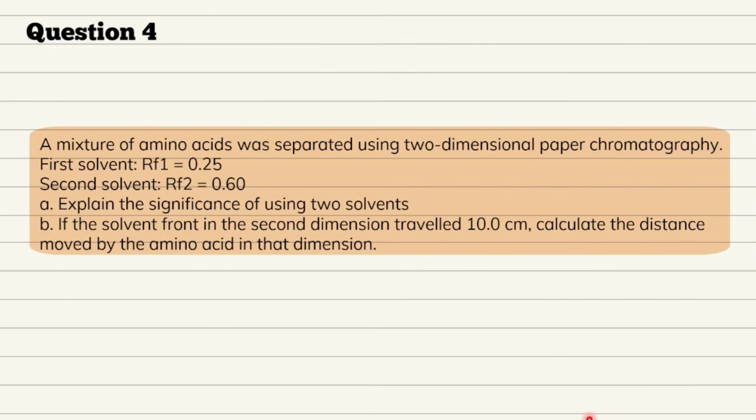A mixture of amino acids was separated using two-dimensional paper chromatography. For the first solvent, the RF was 0.25. For the second solvent, it was 0.6. But first, we have to explain the significance of using two solvents in the first place, and B, if the solvent front in the second dimension traveled 10 centimeters, calculate the distance moved by the amino acid in that dimension. Okay, so it's a two-part question.